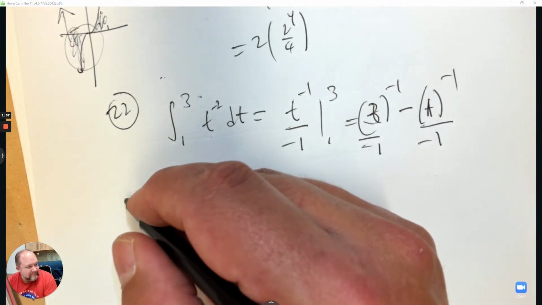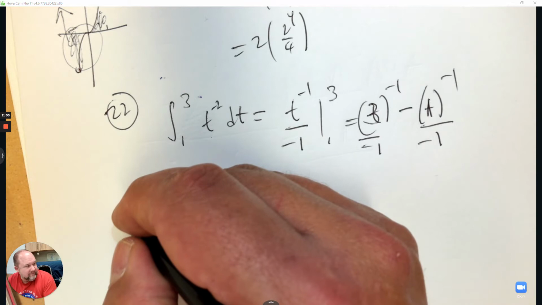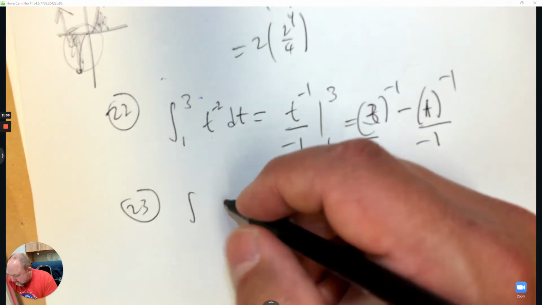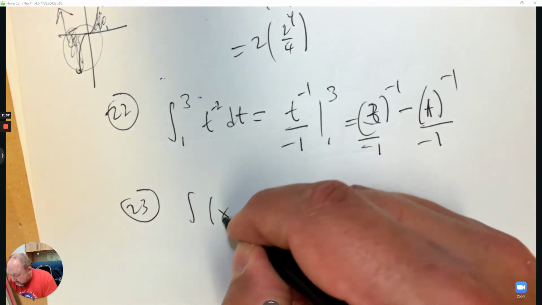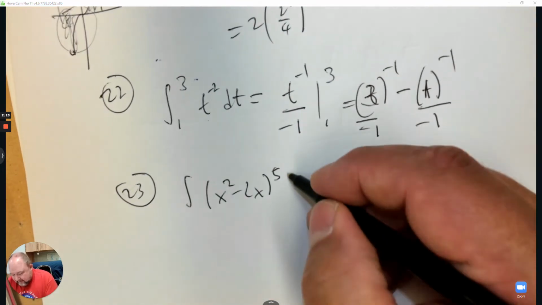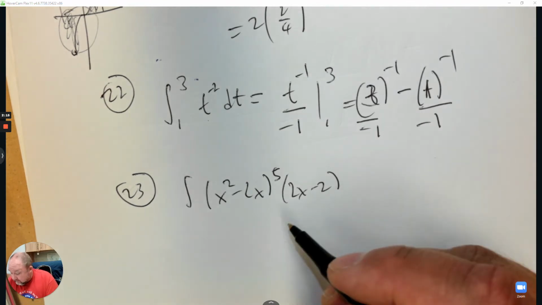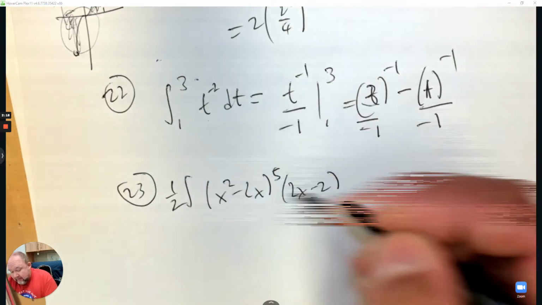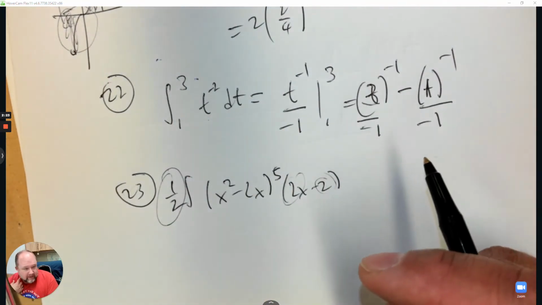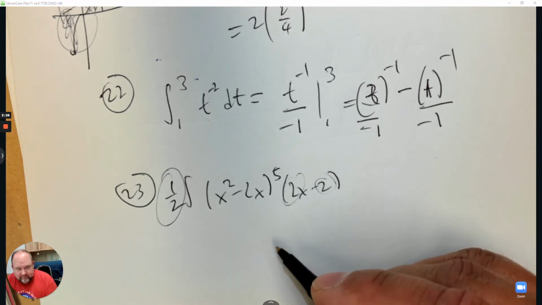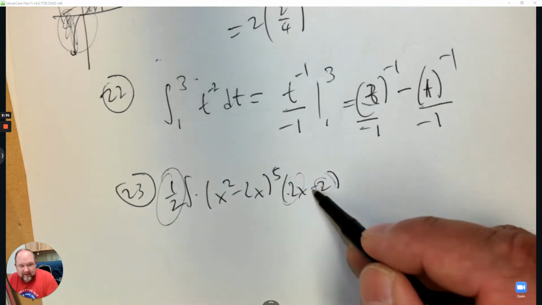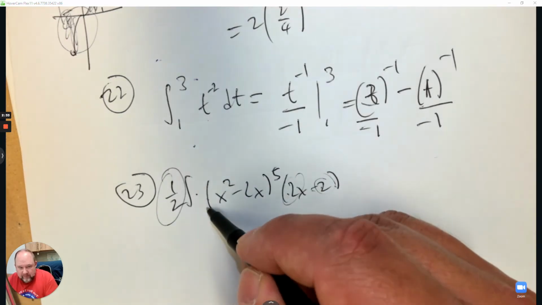23. This is a hook. Notice this is not a definite integral. So the hook I need is 2x minus 2. The hook that's there in the question is x minus 1. So I need a 1/2, because 1/2 times this makes it x minus 1. So now it's equivalent. You could also see it by factoring: you could factor out a 2 and get x minus 1.